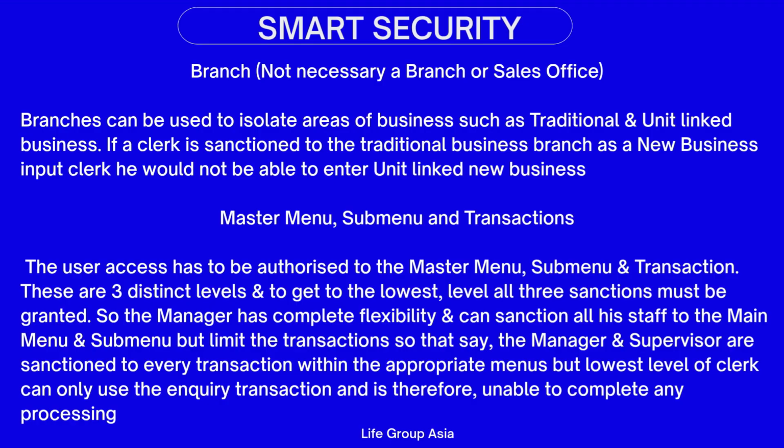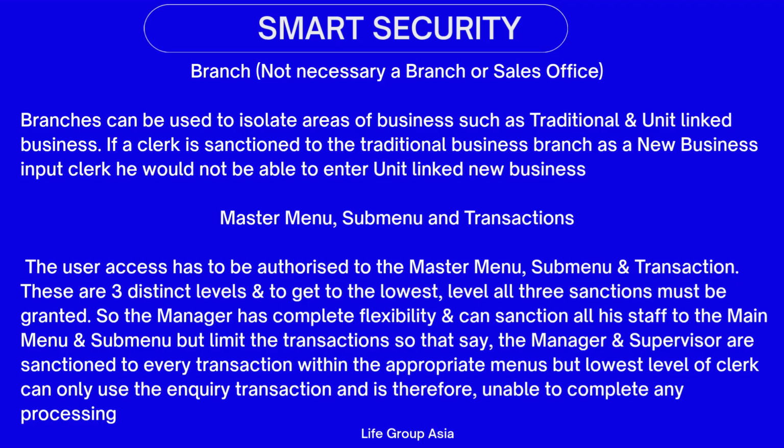Master menu, submenu, and transactions. The user access has to be authorized to the master menu, submenu, and transaction. These are three distinct levels, and to get to the lowest level, all three sanctions must be granted. So the manager has complete flexibility and can sanction all his staff to the main menu and submenu but limit the transactions so that, say, the manager and supervisor are sanctioned to every transaction within the appropriate menus, but the lowest level of clerk can only use the inquiry transaction and is therefore unable to complete any processing.